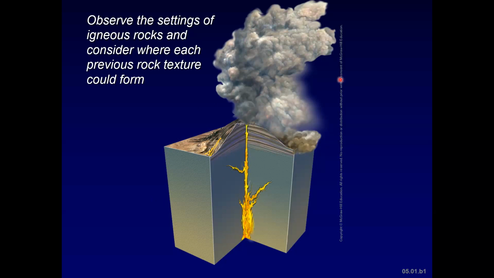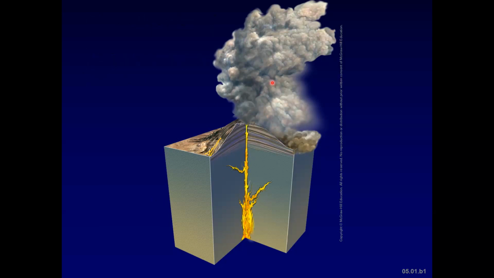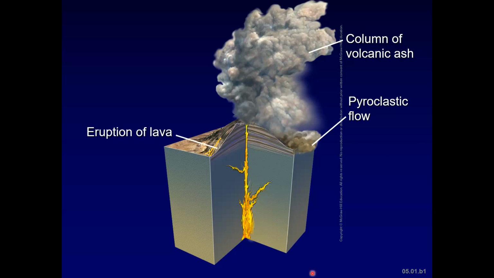So you have this column of ash, and that ash cools before accumulating on the surface of the earth, so it might not be forming a welded rock. It can also result in a pyroclastic flow. It's really hot and destructive, and you might see welded textures resulting from that flow. You can have an eruption of lava that can form something called volcanic breccia. You can have rapid cooling.